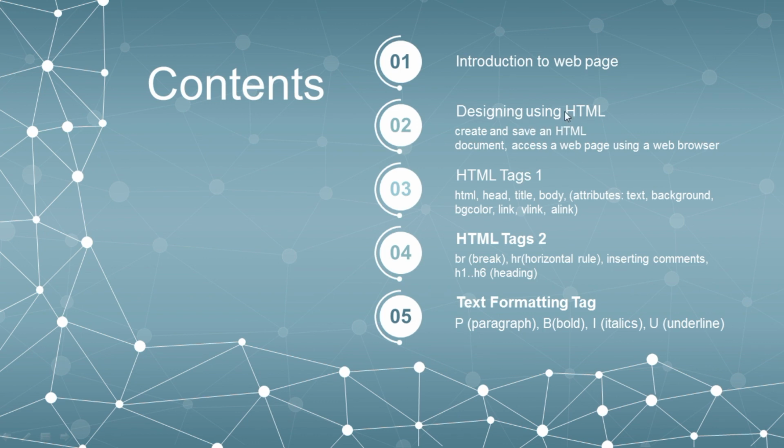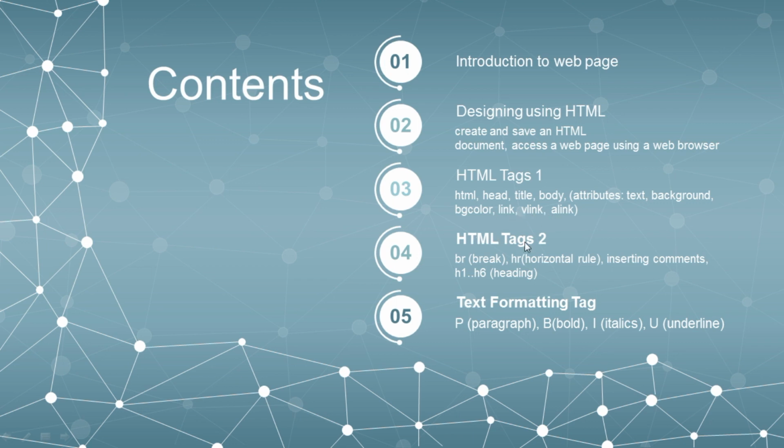I mean to say, whatever web page we design, we'll design it through the HTML language, under which we will understand how to save and create the HTML document, access a web page using a web browser, and then HTML tag 1, then HTML tag 2, and then text formatting tags. Under HTML tag 1, we will understand what a tag is, why it is useful, like HTML, head, title, body, attribute, text, background, bgcolor, link, vlink, etc.